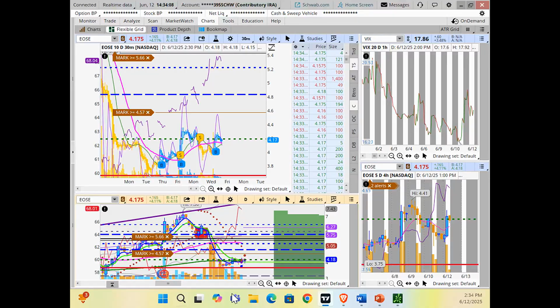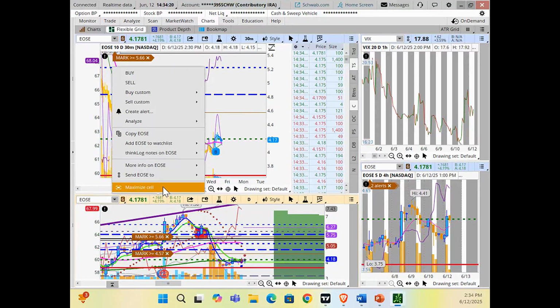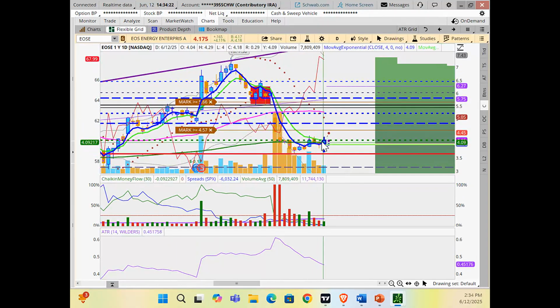So I'm looking at right here how EOSE is again going through a little bit of a shakeup. It is getting ready for either a large move on the upside again, as it's creating this pattern right here. This is the master pattern. It is creating shake. It is creating the zigzag. This is the volatility shake pattern.